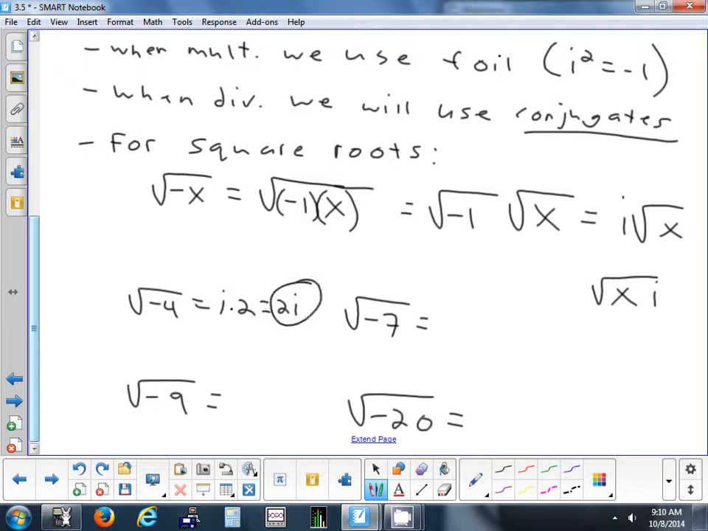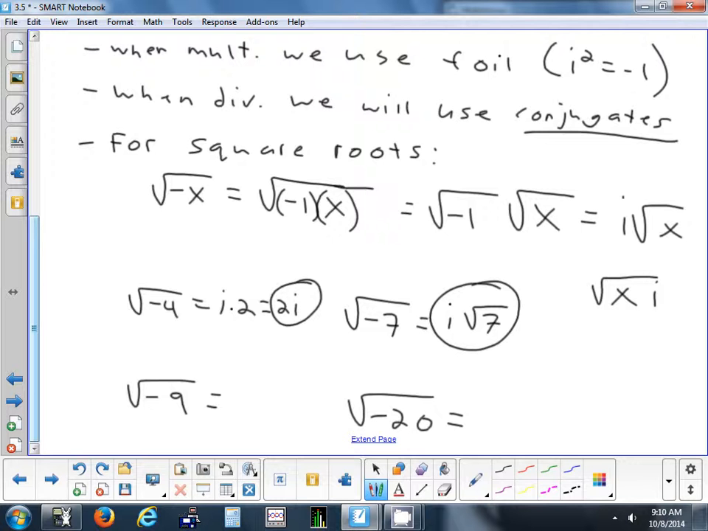How about the square root of negative 7? What would that one be, Orlando? i square root of 7. Yeah, there we put the i in front, so there's no confusion about the i being under the root. And I can't simplify the square root of 7, so that's why we do it that way.